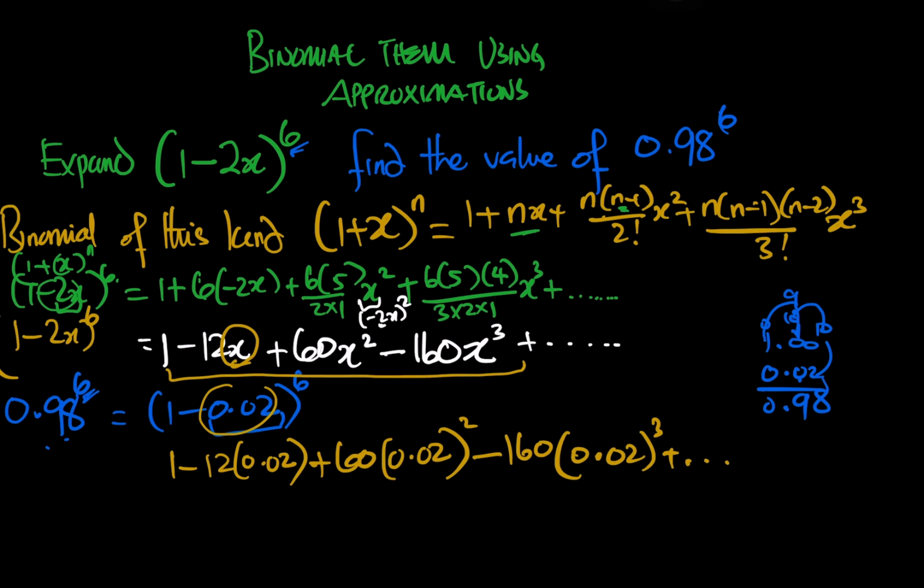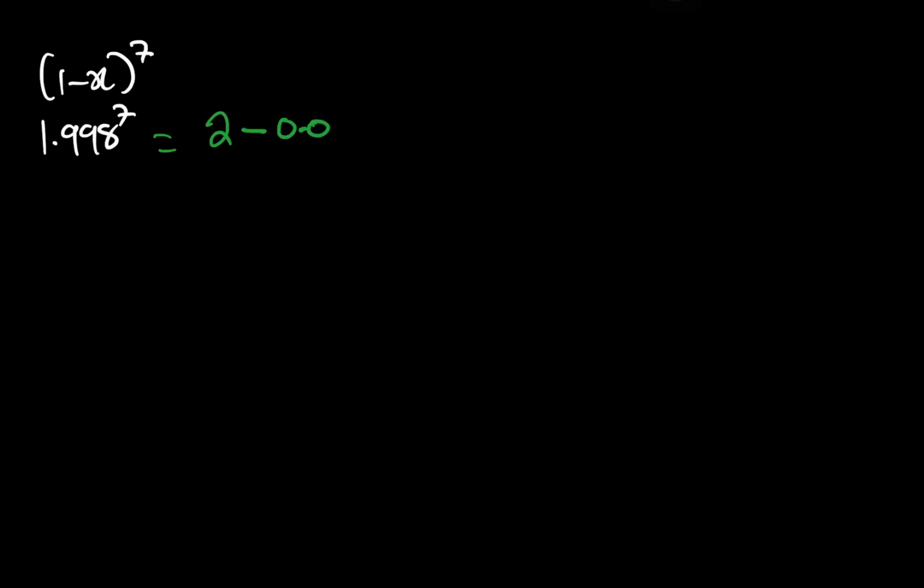Using approximations, there can be another one that says expand, let's say, (1 - x)^7, and you can be told to find the value of 1.998 to the power 7. And we know that we can manipulate this one and say it's 2 minus something. We can say it's 2 minus 0.002.